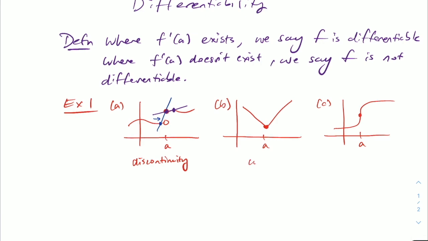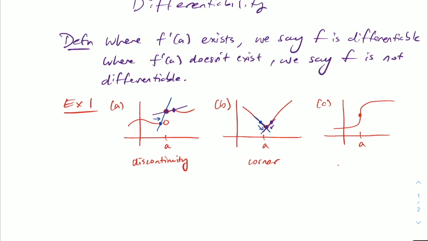It's also not defined at a corner for a similar reason. So if we pick a point on the left of A, we draw that secant line, and then we move that left point closer to A, we'll get a slope that looks like that. Pick a point on the right of A and then move it closer, we'll get a slope that looks like this. Those don't match, so the derivative is not defined.